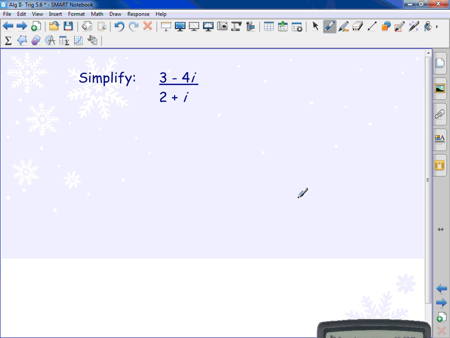I want you to try this one. To simplify this fraction, I need to use the conjugate of the bottom. What do I put in the parentheses? 2 minus i. On the top, 6 minus 3i minus 8i.